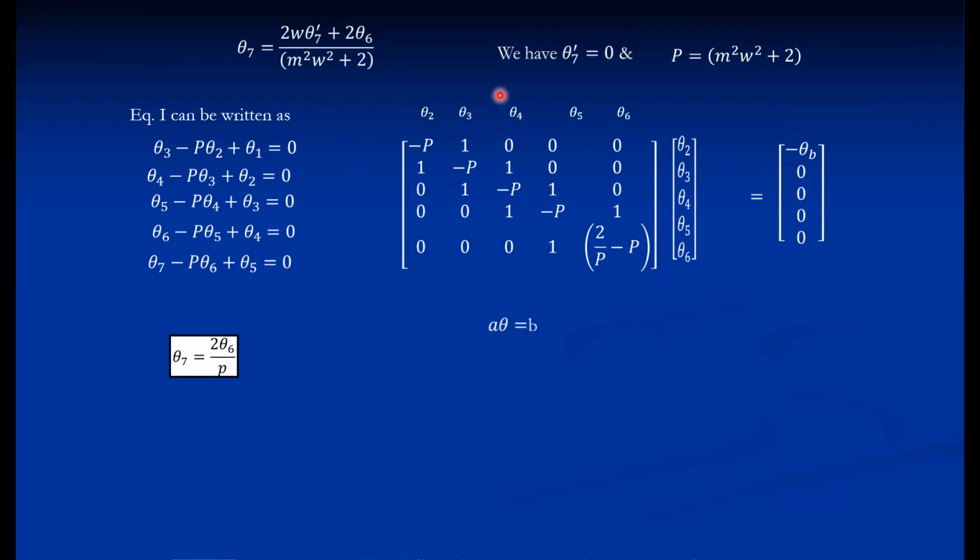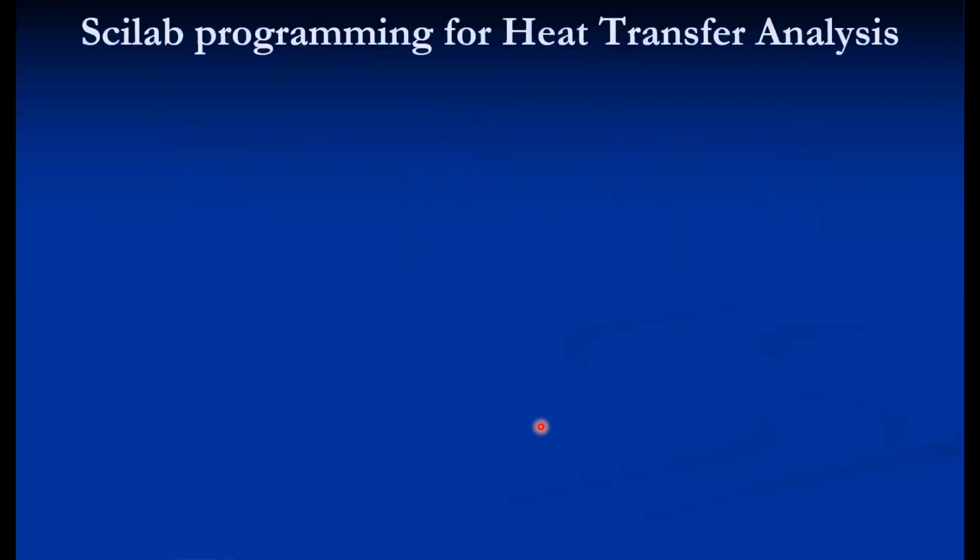So this matrix we call A, into theta, is equal to this matrix we call B. So theta is equal to A inverse B. Now we have to obtain the solution of this particular matrix, and we have to write the code for this matrix. So that is our aim. So now we write the Scilab code for solving this matrix.